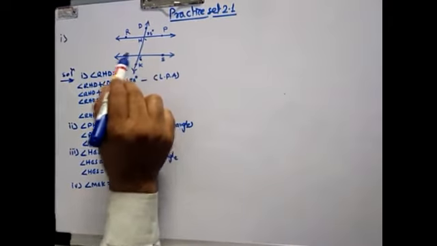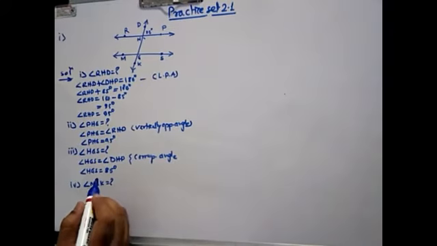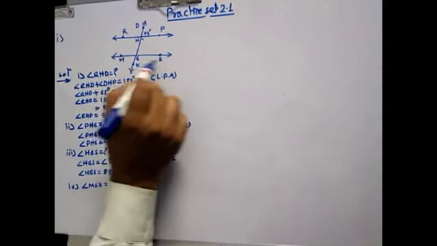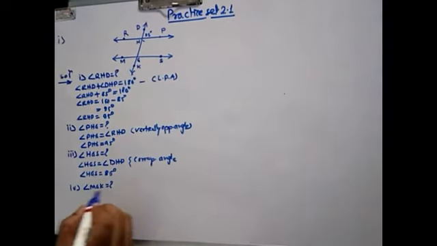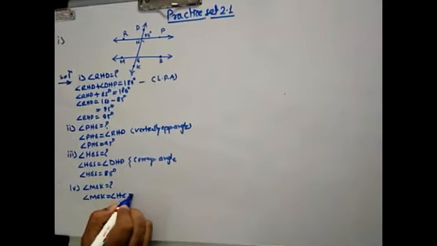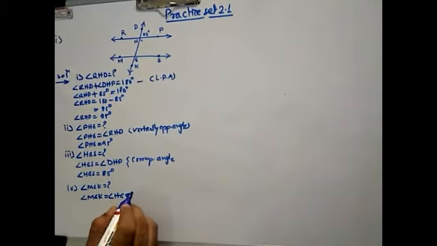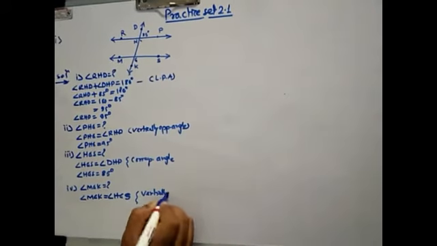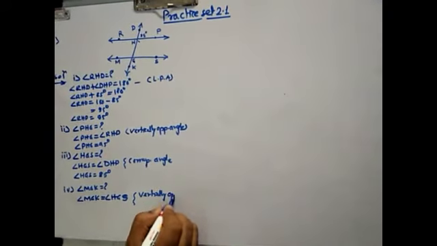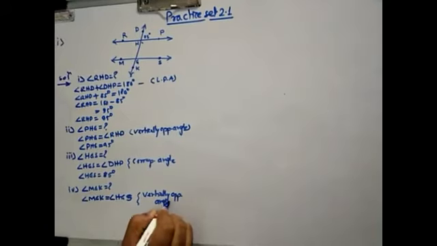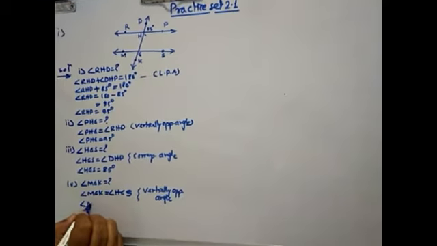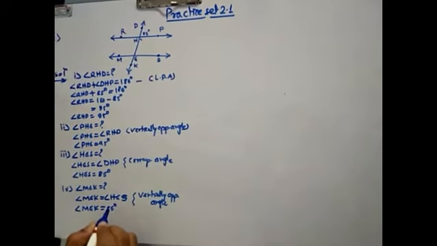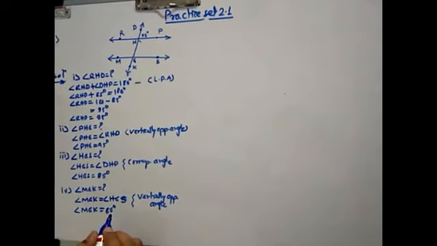And the last one, we want to find angle MGK. This is the angle we want to find out. What is the opposite angle of MGK? That is HGS. So to angle HGS, write down the reason: vertically opposite angle. So write down angle MGK is equal to 85 degrees. In this way we find it out.